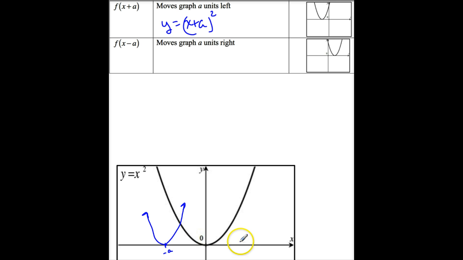Where if I wanted to move it to the right a units, I'm going to subtract a off. Now where does this have a vertex? This has a vertex at x equals plus a. And we're going to pretend like I can draw.